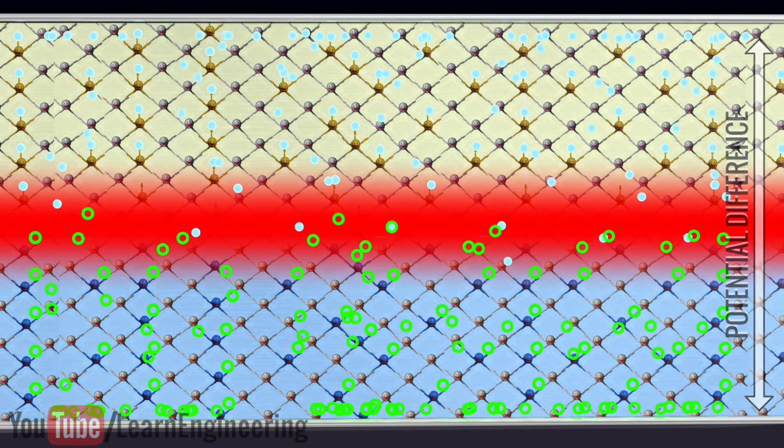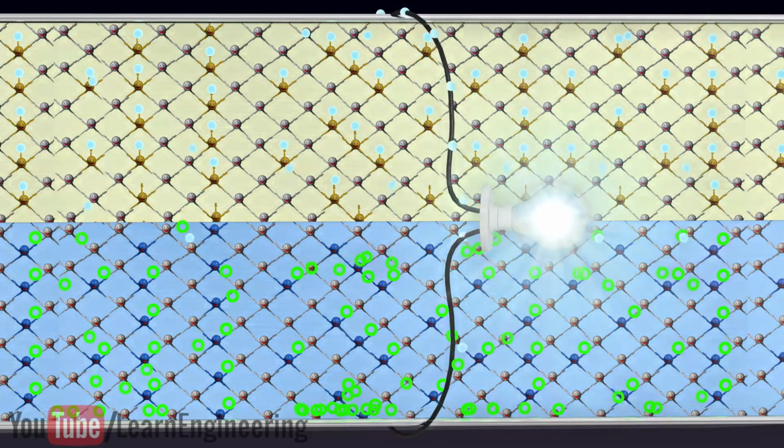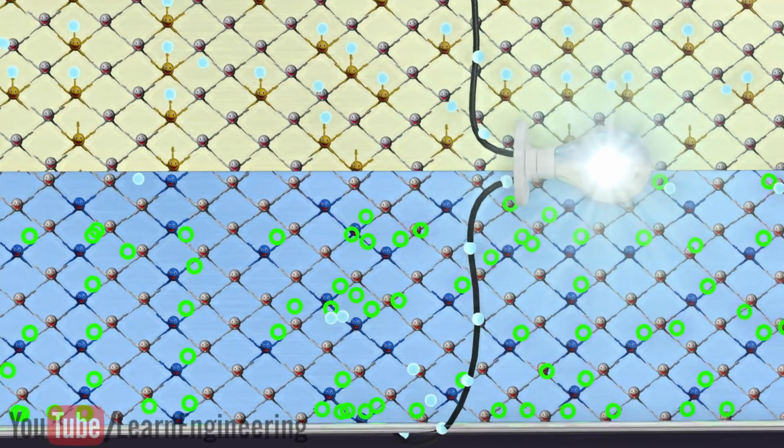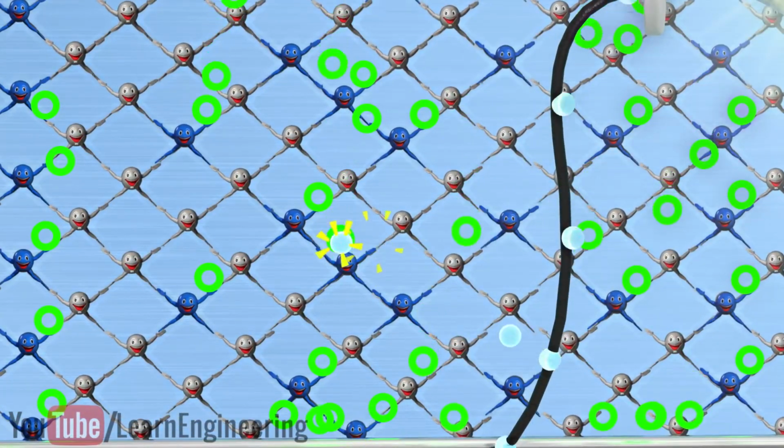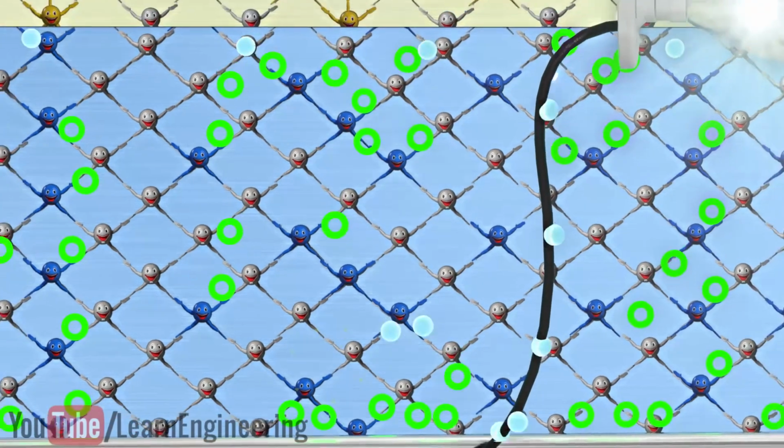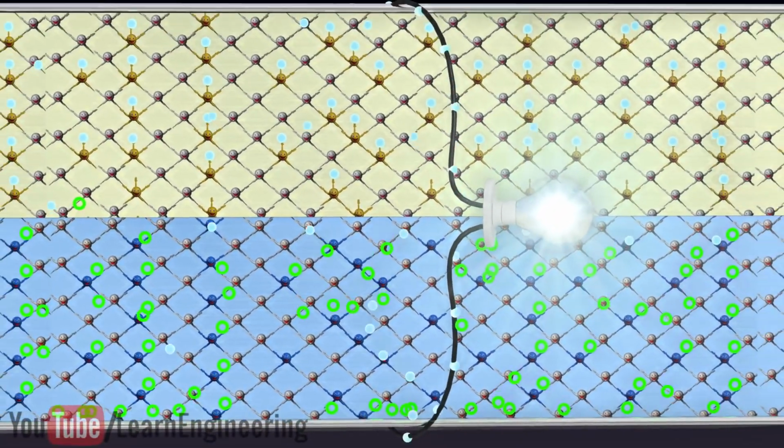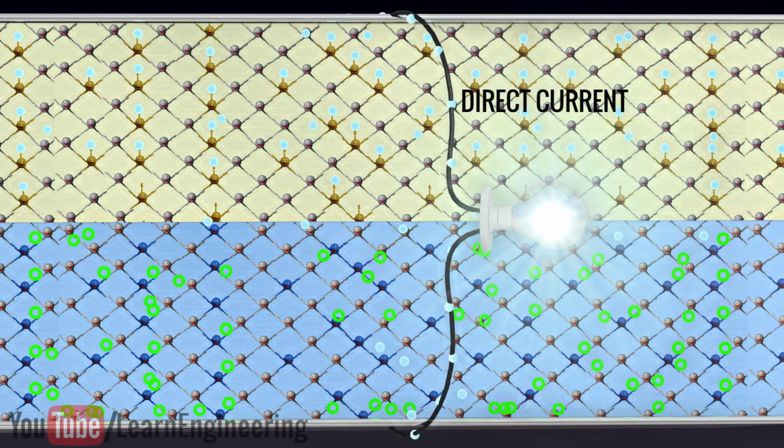As soon as we connect any load between these regions, electrons will start flowing through the load. The electrons will recombine with the holes in the P region after completing their path. In this way, a solar cell continuously gives direct current.